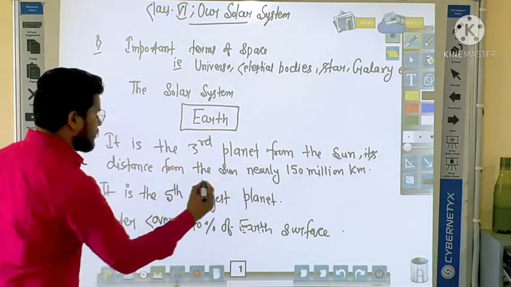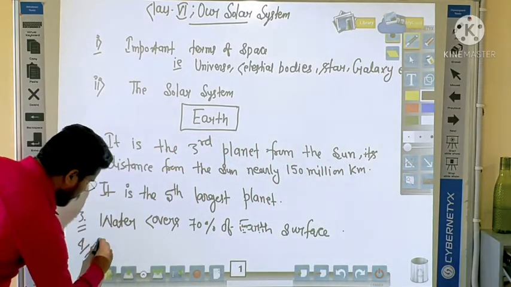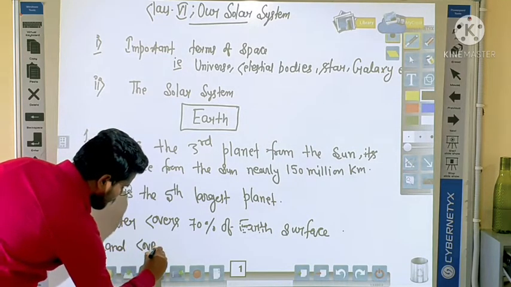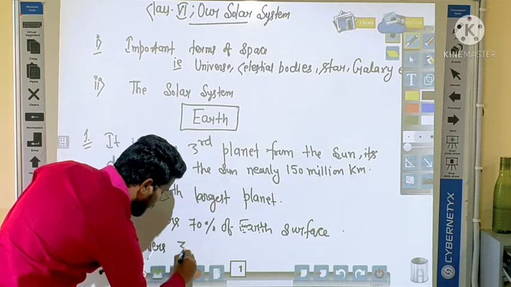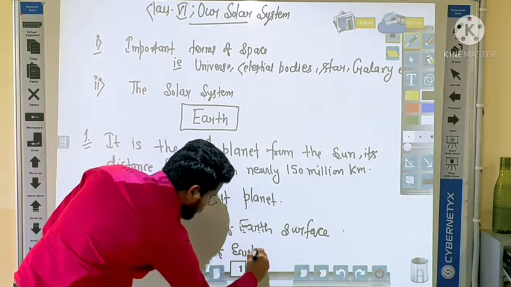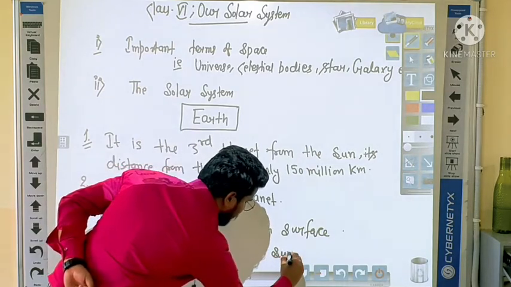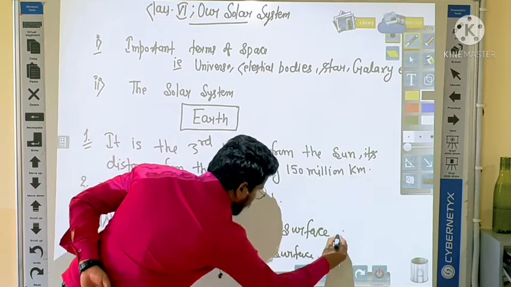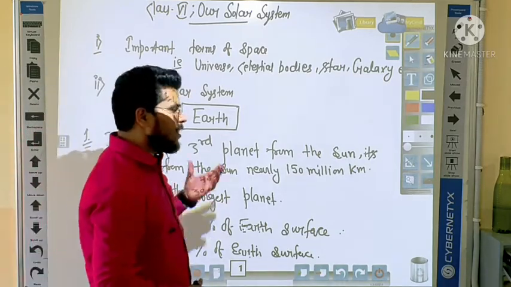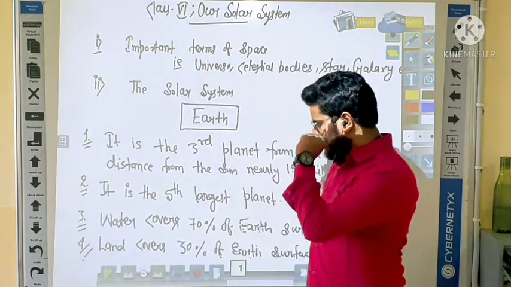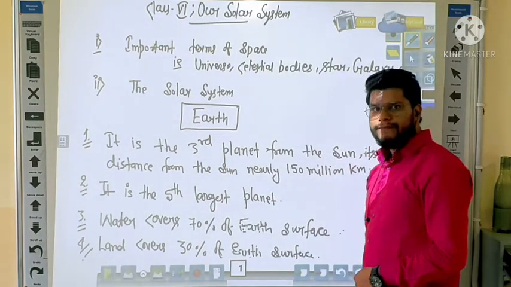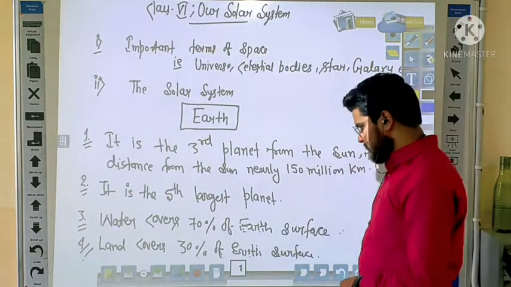Fourth point about the Earth is land cover 30% of Earth surface. Okay students, these 4 points about our Earth. Now come on the next point of our Earth.